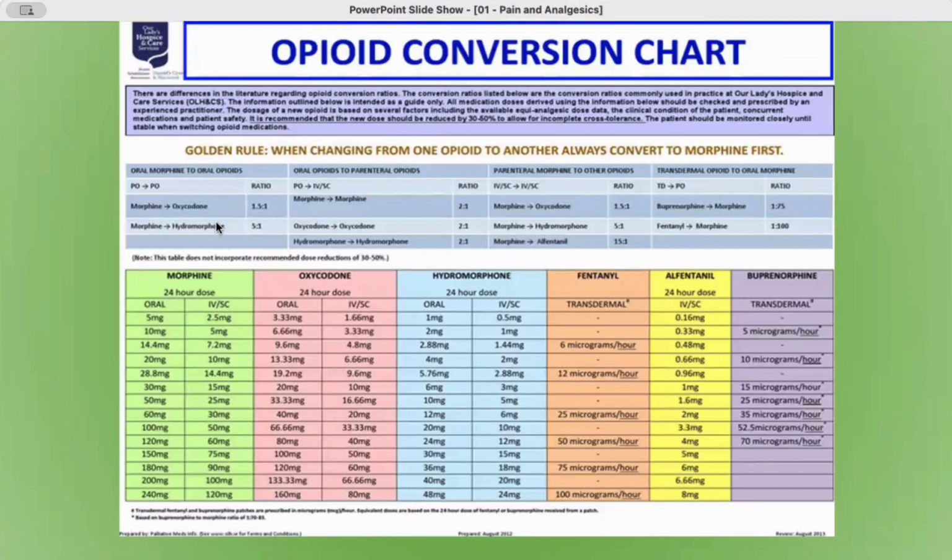Yeah, so this is the parenteral morphine to other opioids. All right, so that's the 5-1. That's here. And then the oral morphine to parenteral morphine is the 2-1. That's here. And then the morphine to oxycodone is 1.5-1 here. All right, so that's kind of where you go through that process.